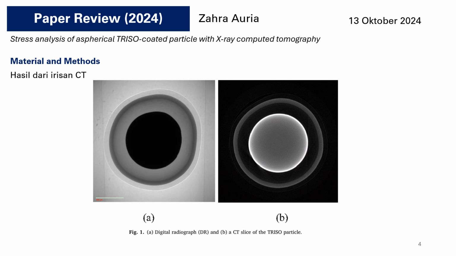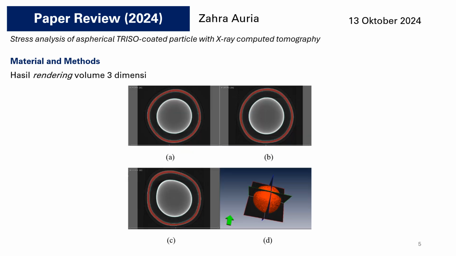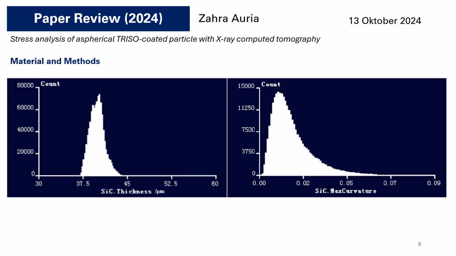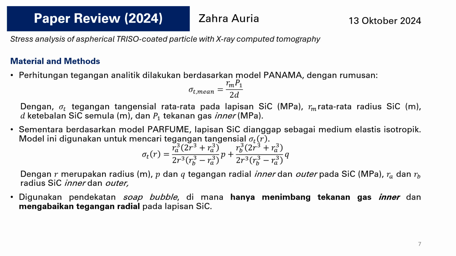This is the result from the CT slices, and we can see that this coated particle is not really a sphere, but there is some asphericity. This is the result from three-dimensional volume rendering: A from the x-axis, B from the y-axis, C from the z-axis, and D from all of the axes. Here we have the distribution of silicon carbide thickness and the maximum curvature of silicon carbide.